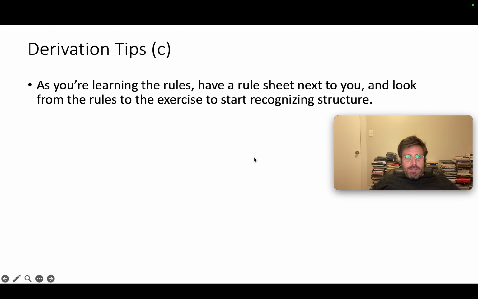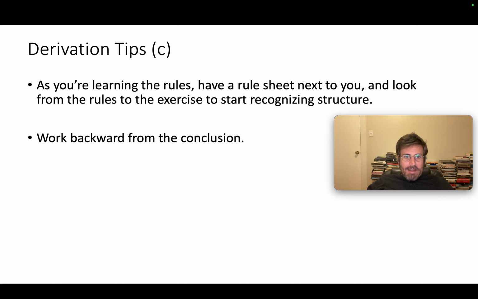A couple of derivation tips. As you're learning the rules, you should have a rule sheet next to you and look from the rules to the exercise to start recognizing the structure. In other words, there's no harm in looking back at our rules of implication over and over again, writing them down, jotting them down. There's no harm in repeating this until it becomes more familiar, until it becomes more of a habit for you. These rules are a little bit strange at first, and there's nothing all that intuitive about them until you just drill them over and over again.